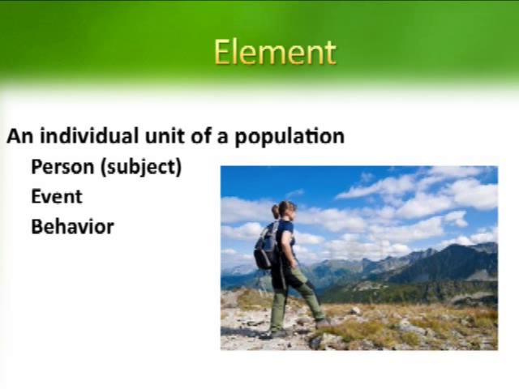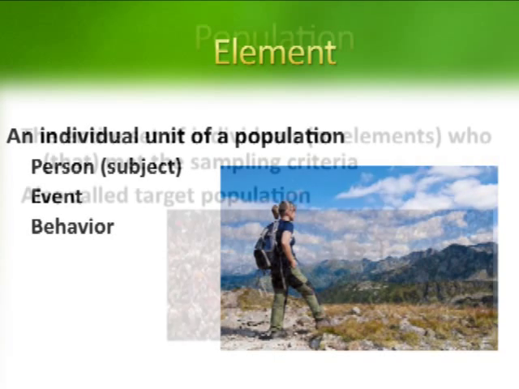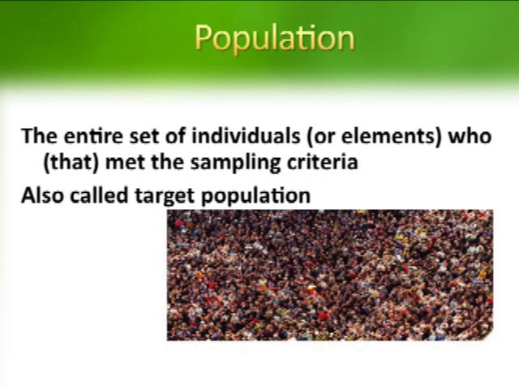An element can be an individual unit of a population, which may be a person, and if it's a person, it's then referred to as a subject, an event, or a behavior. The population is the entire set of individuals or elements who meet the sampling criteria. It is also known as the target population. And for an example, you might use all persons with type 2 diabetes.